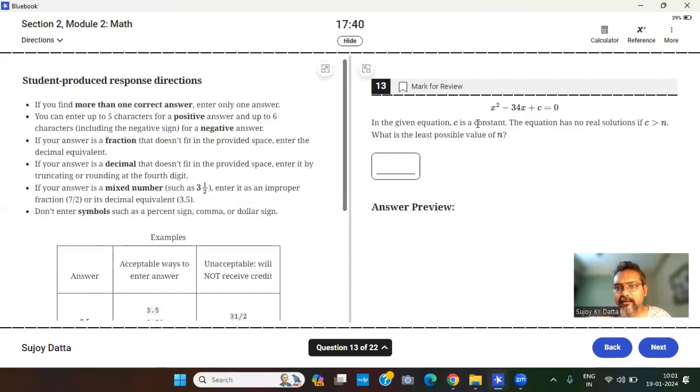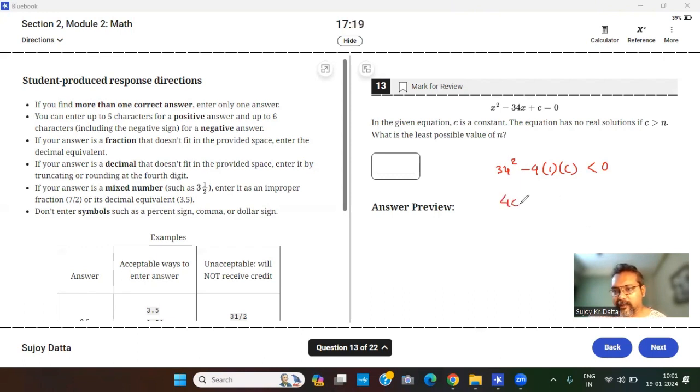All right, in the given equation, C is a constant. The equation has no real solutions. If C is greater than N, what is the least value of N? So we'll just figure out what's the condition for no real solutions. B squared minus 4AC, where A is 1, is less than 0.